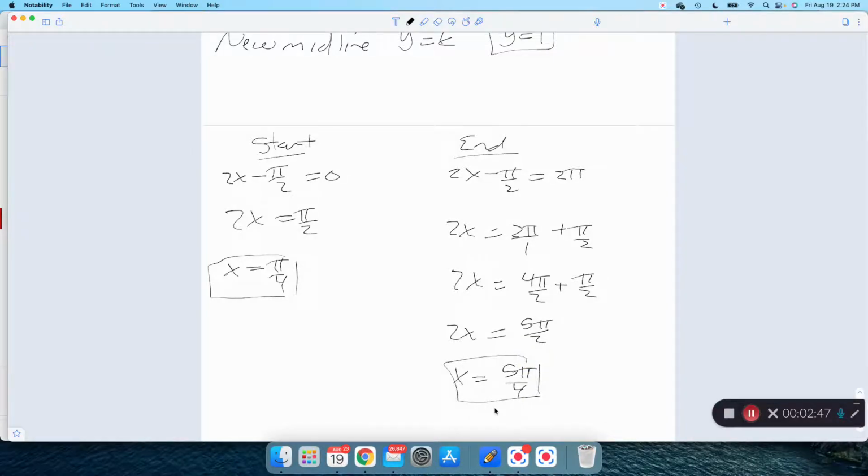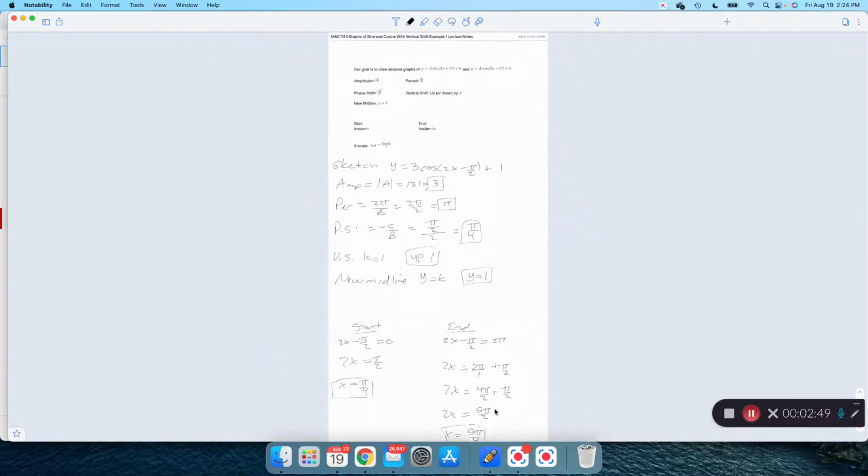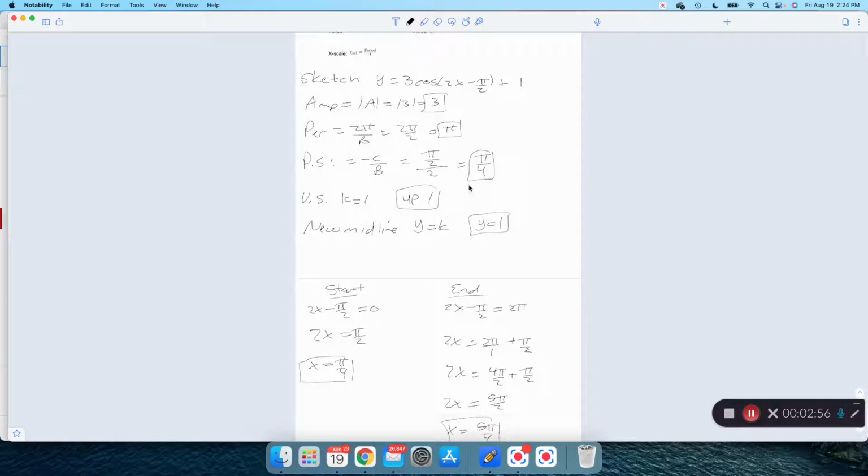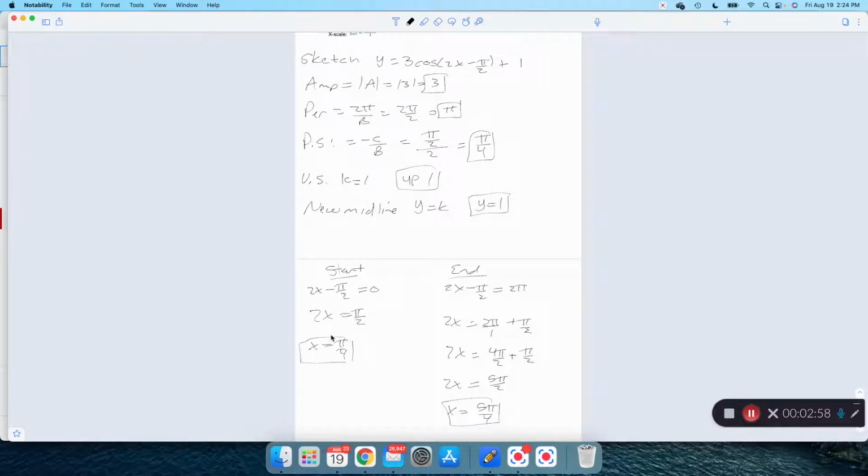Remember a couple of checks here. And you don't have to write these down. You can just look at them. Start and phase shift should always be the same. Check. End minus start should be the period. 5 pi over 4 minus 1 pi over 4 is 4 pi over 4. That's pi. Check.